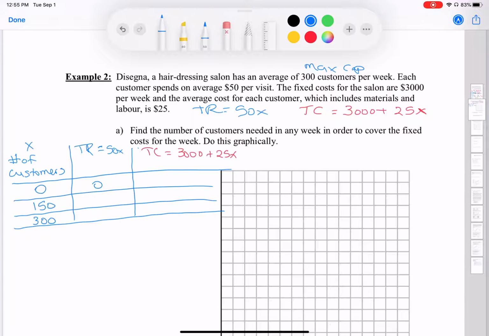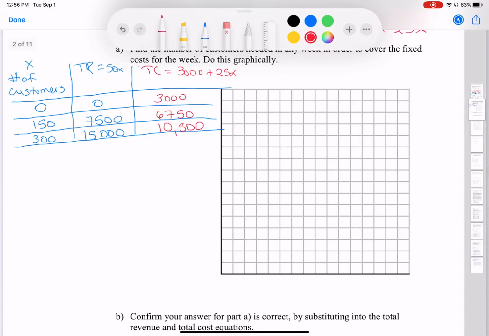All right, 0 customers gives you 0 income. 150 customers is 7,500. And 300 is 15,000. And then we can do the same for our costs. 0 customers is 3,000. 150 customers is 6,750. And 300 is 10,500.